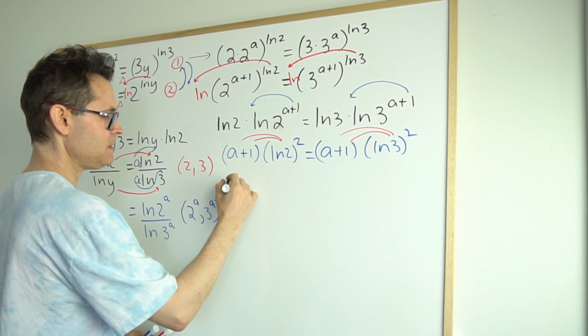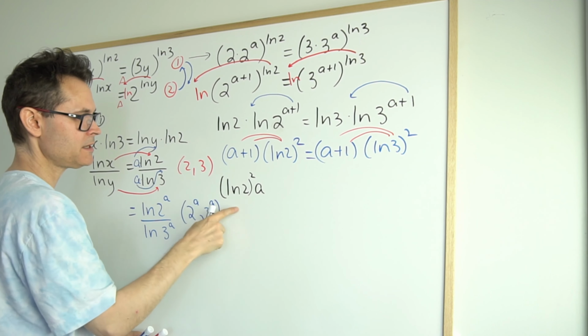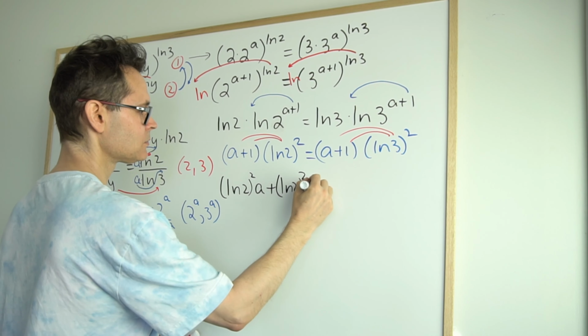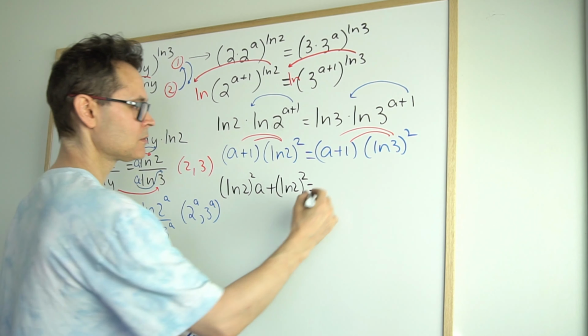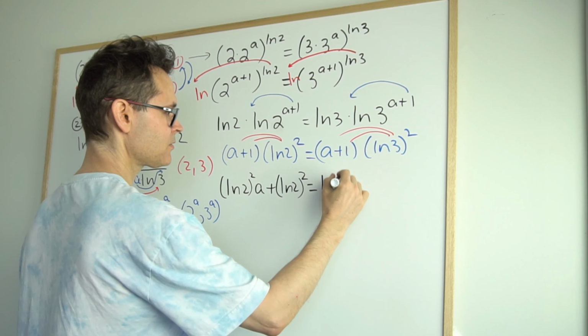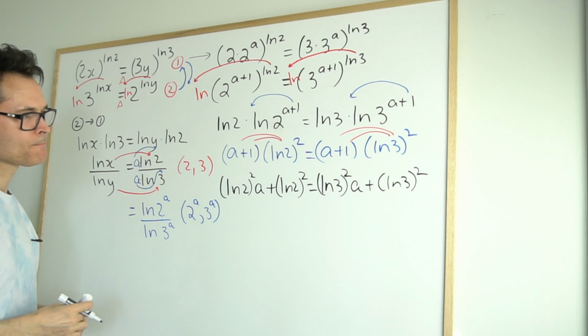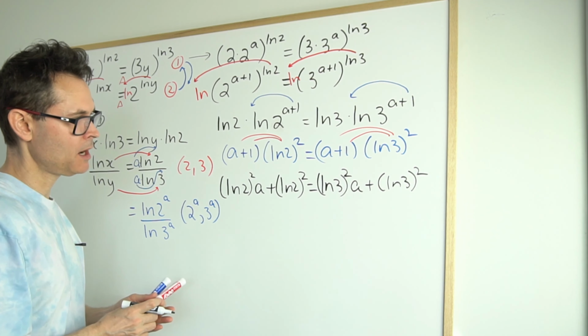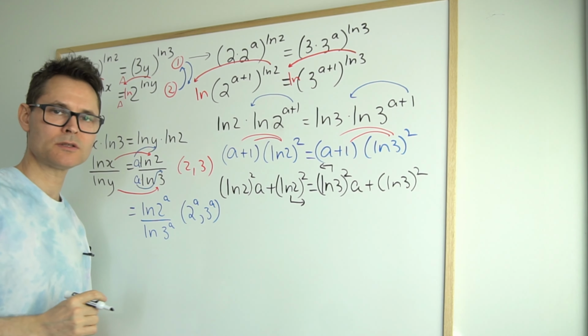So what's that going to give me? Well, that's going to give me ln 2 squared times a, plus ln 2 all squared, equals ln 3 all squared times a plus ln 3 all squared. And what I could do now is just sort of combine like terms. So bring all my variable parts to the left-hand side and all my number parts to the right.